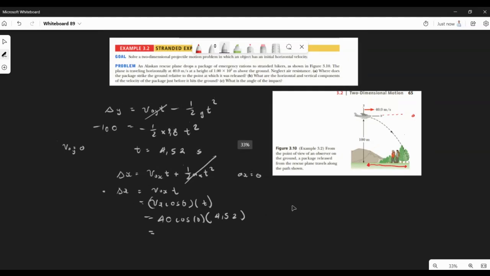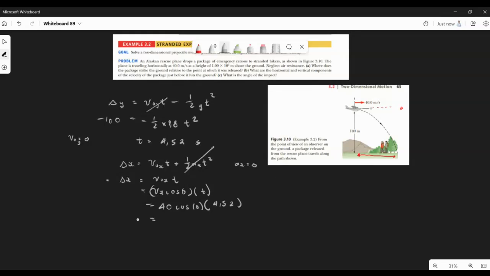times 4.52. Can you guys quickly work that out for me to give me that change in x, or the range? Let's call it x rather. You guys quickly work that out for me. Yes, Afika. That's correct. You should get 180.8.